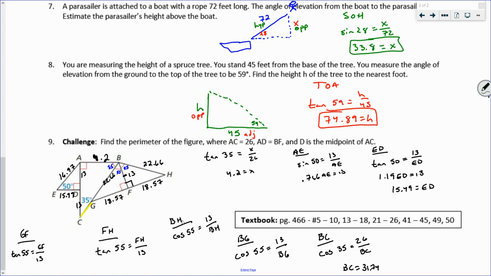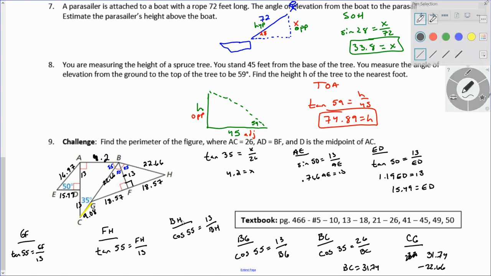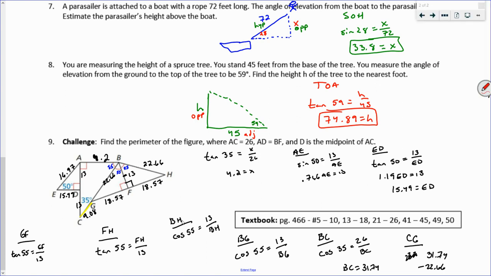Then to find just CG, I'm going to do 31.74 minus 22.66, so CG must be 9.08. Now it should be time for me to start adding amongst all these numbers.